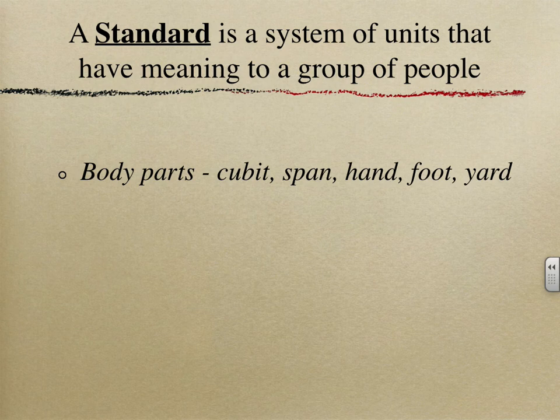Now, originally our standards were kind of strange. Standards were based on body parts, which was really nice, because no matter where you went, your instruments were there with you. And so that was really common. So we had body parts that were like cubits and spans and hands and feet and yards. What's a cubit? It's part of your body, man. You should know it.